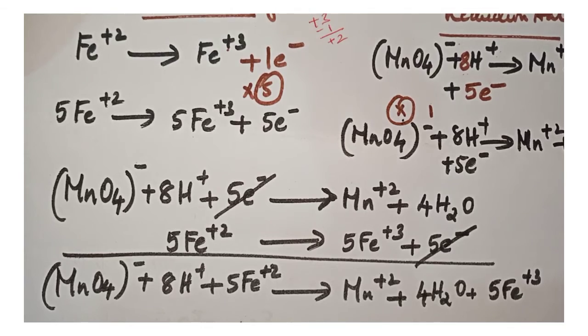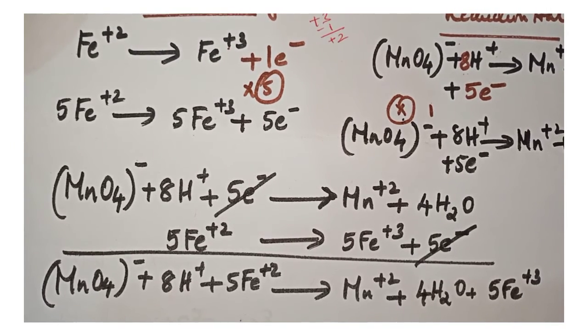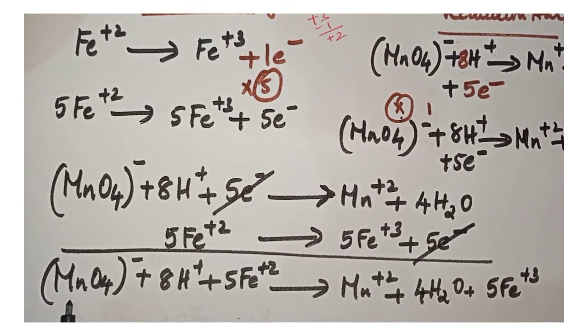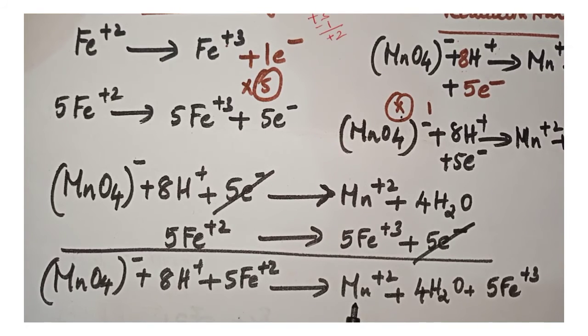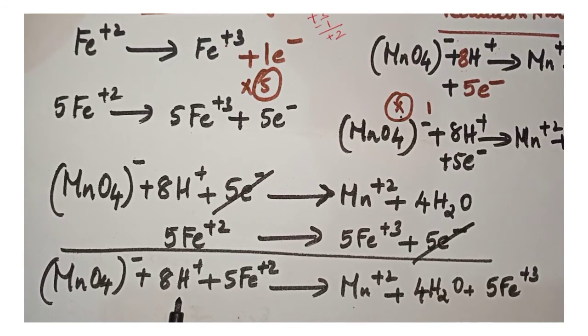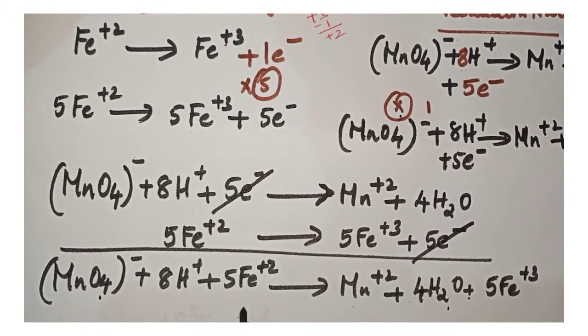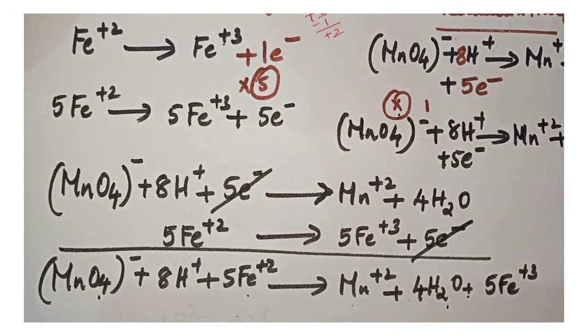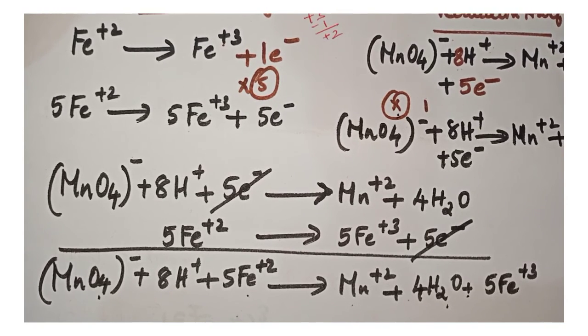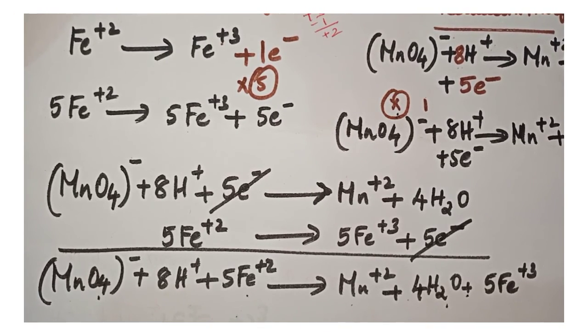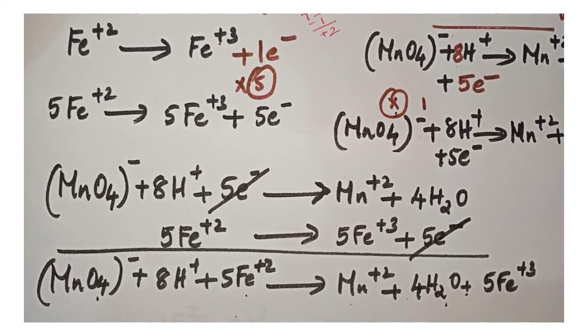So now let us count the number of elements on both sides. Here 1 Mn, here also 1 Mn. Here 8H plus ion, that is 8 hydrogen, here also 8 hydrogen. Here 4 oxygen, here also 4 oxygen. Here 5 Fe, here also 5 Fe. Now the redox reaction is completely balanced by the ion-electron method.